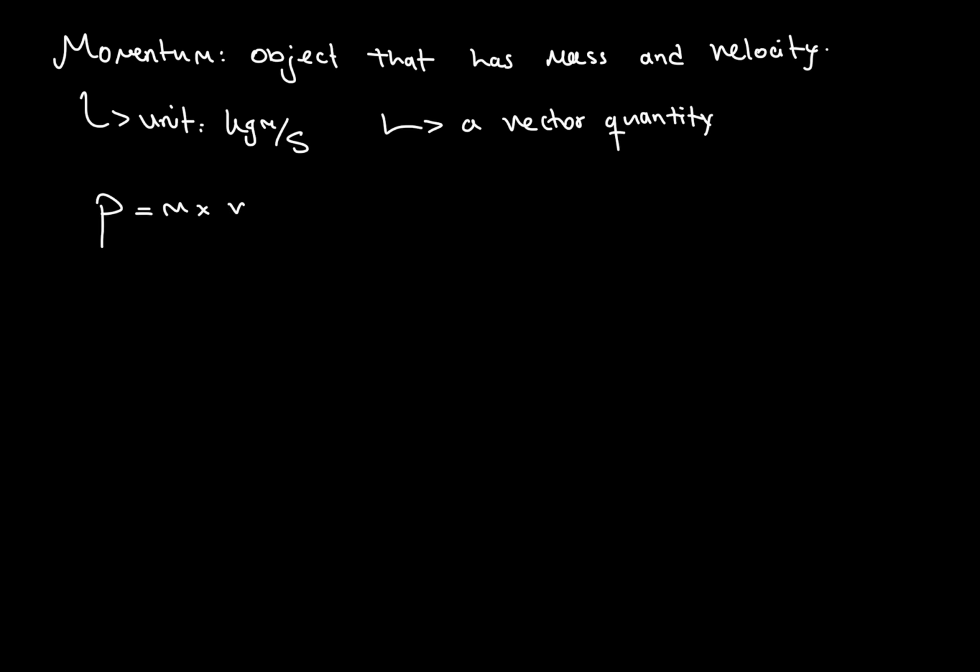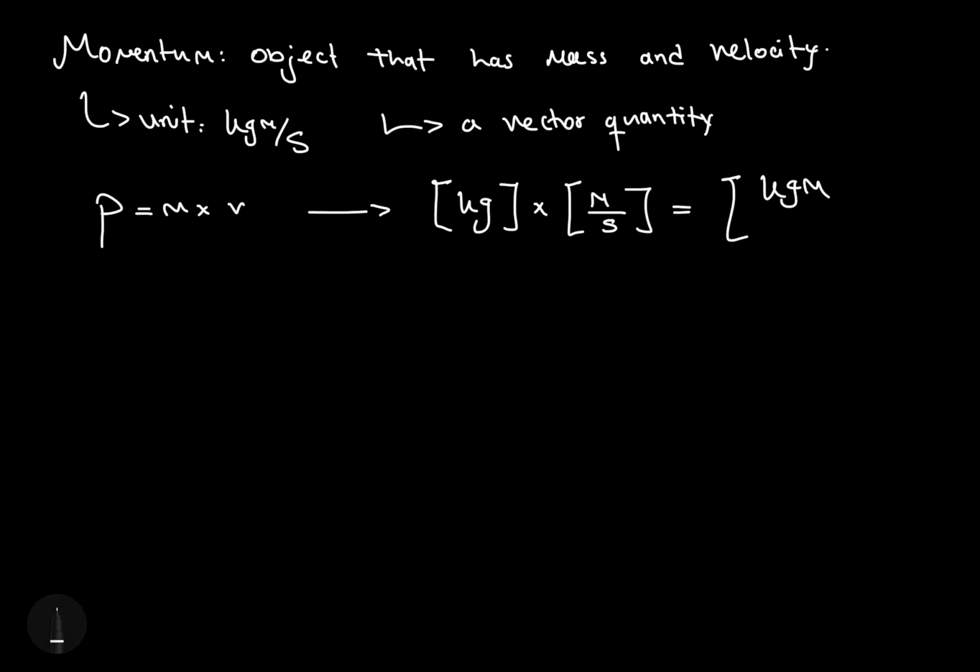It's important to remember that the unit of momentum is simply a derivation of the units of the quantities or the variables used inside the formula of momentum. We know that mass is measured in kilograms and it's getting multiplied by velocity, which has a unit of meters per second. That's why the unit of momentum is simply kilograms meter per second.